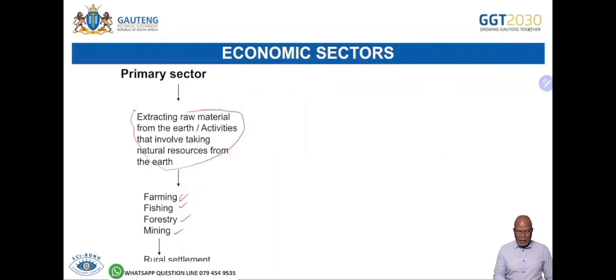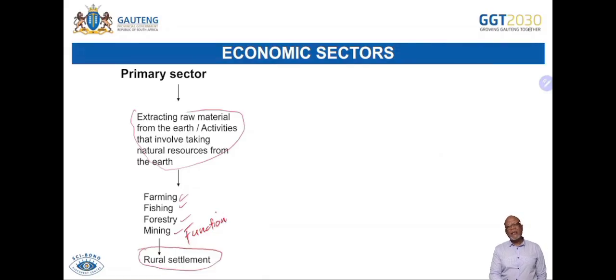It means now that when you remember when you're doing settlements, when you classify settlements according to function, we said rural settlements are the settlements that practice primary activities. We said rural settlements are unifunctional and they have primary activities. So all these primary activities are usually practiced in rural settlements.